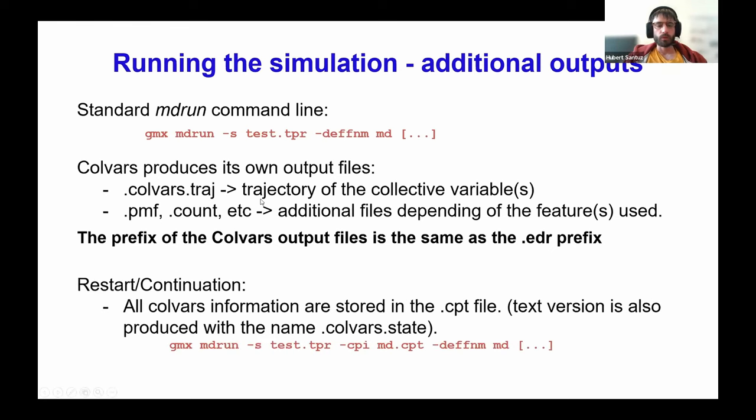And finally, the interface supports restarting and continuation of simulations because all Colvars information is stored inside the checkpoint file of GROMACS, which is a .cpt file. So if you want to continue your simulation, you also use a standard mdrun command line for continuation, and Colvars will continue to compute as usual. And we also have a text version of this information, which will have the suffix .colvars.state.